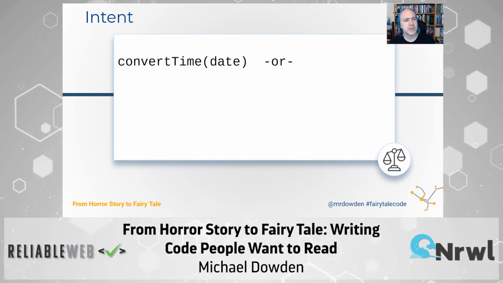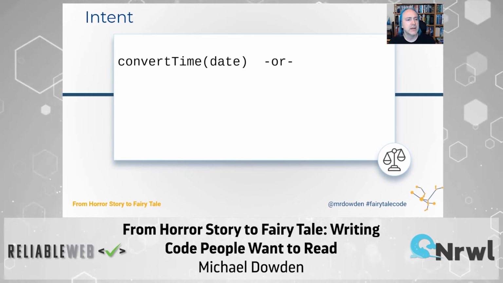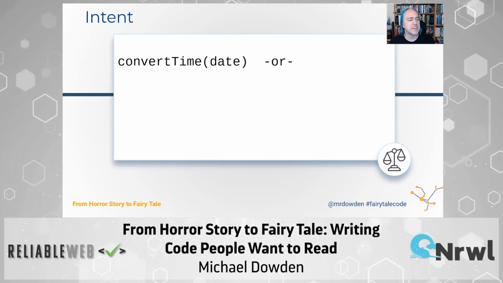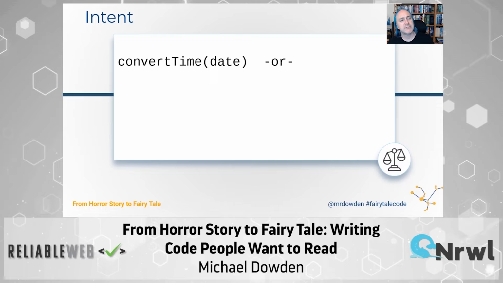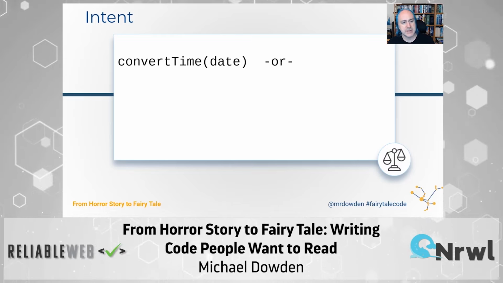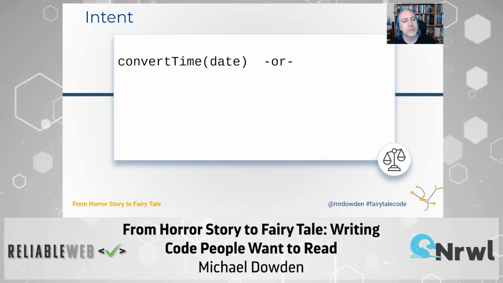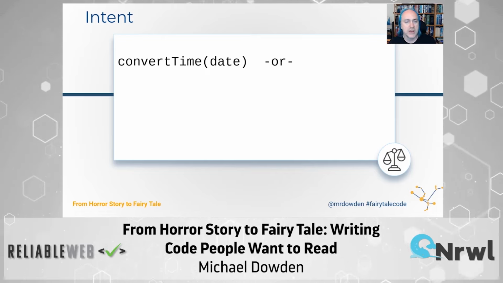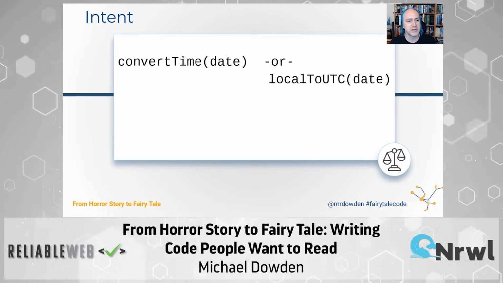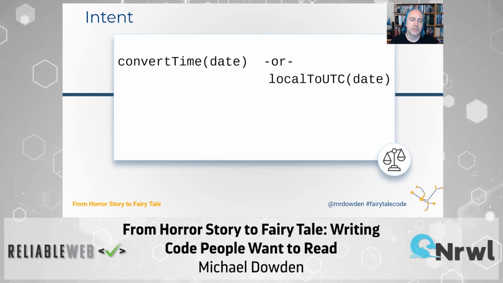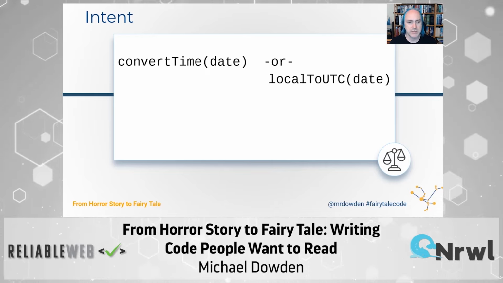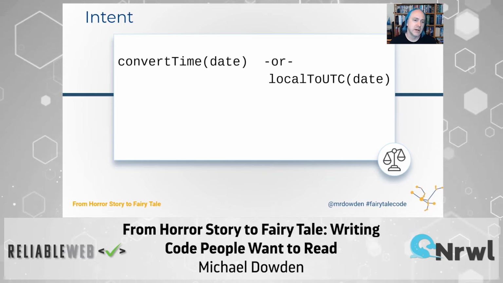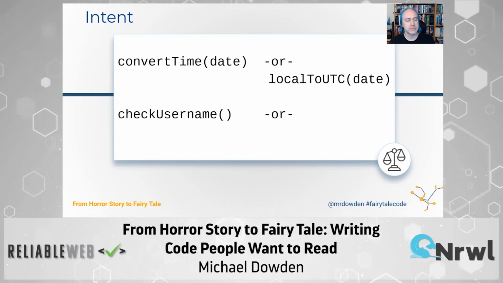Intent is another thing. What do I intend when I'm looking at the code? Do I understand what the purpose of this thing is or when I might want to use it? So if I say convert time and pass it in a date, what's the conversion? What kind of conversion? Am I converting from one time zone to another, from one format to another? It's not super clear. But in this case, I'm saying local to UTC. Now I know that I'm doing a time zone conversion on that date. Now it's super clear about what the intent is and when I might want to call that function.